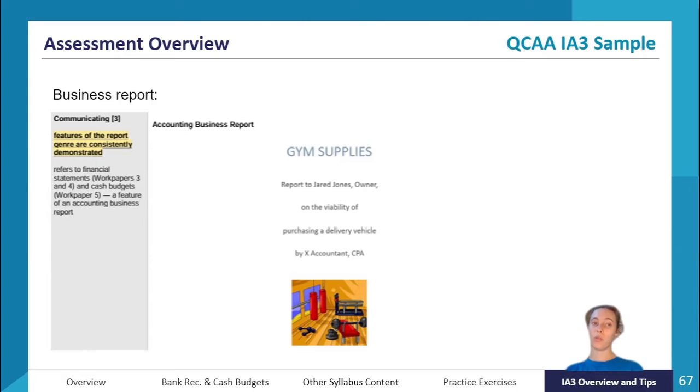So you want to have things like your title page or your title section where you've got things like the business name, you've got your reference to what it is you're doing. So you've got a report to the owner with their name and what you're doing. It's about the viability of purchasing a delivery vehicle. And then you've also got the accountant. So you could be putting your name there, but in this case, it's been anonymized.